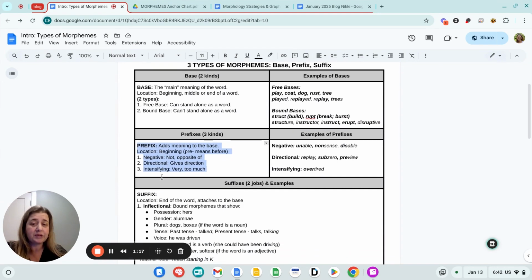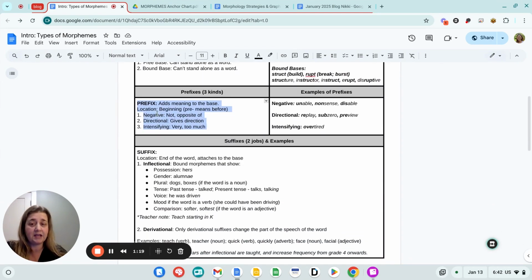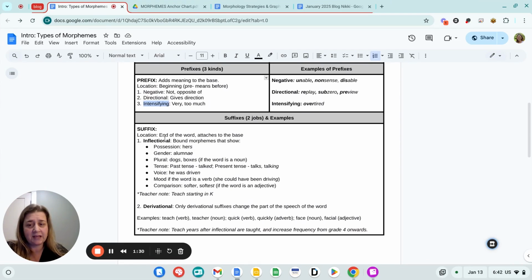They have three meanings. They can be negative, directional, or intensifying. And there are some examples over here. And for suffixes, they can be inflectional, do a job, or derivational, which is when it changes the part of speech of the base. And again, that is such an easy way to think about every single suffix that you would add to a base word.